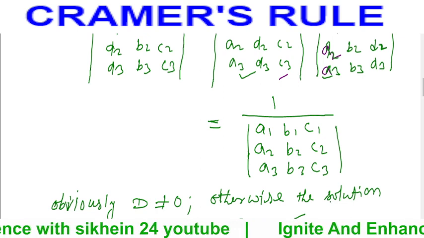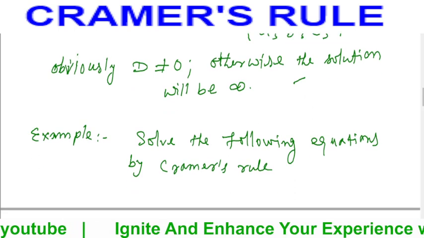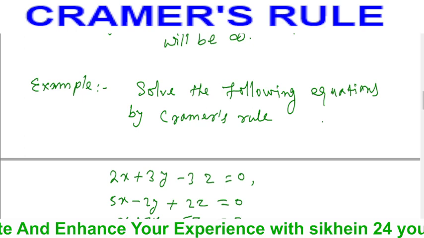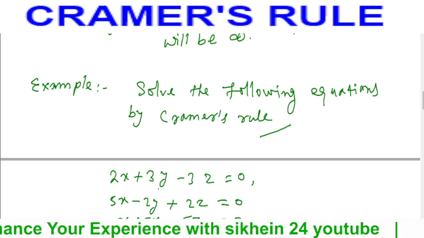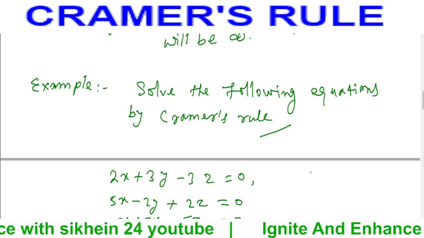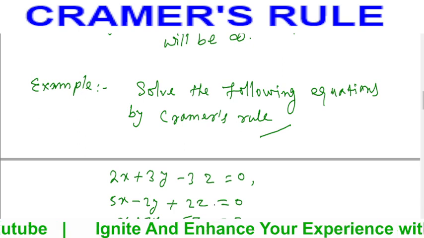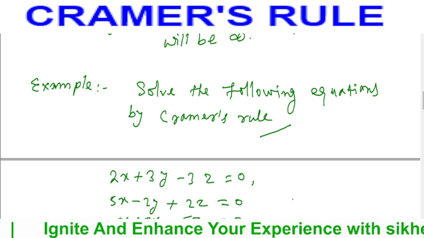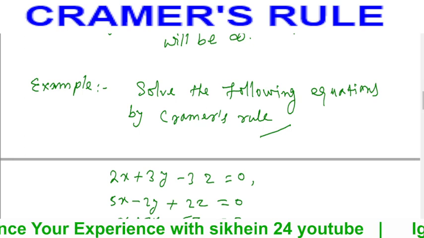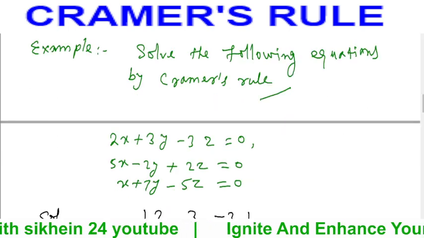So take the example to understand. Here is the question on your screen: solve the following equations by Cramer's rule. We have 2x plus 3y minus 3z equal to 0, which we can call equation 1; 5x minus 2y plus 2z equal to 0, equation 2; and 3x plus 7y minus 5z equal to 0, that is equation 3. So let's start to solve.